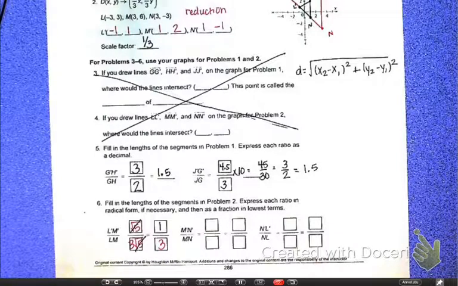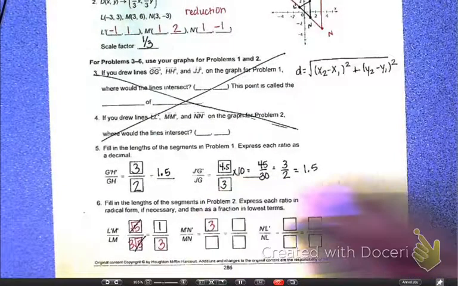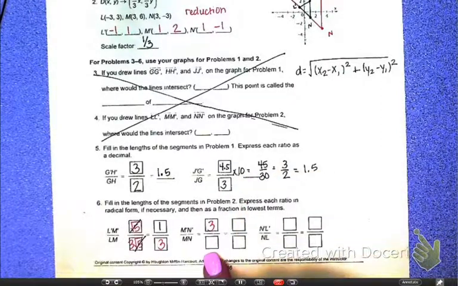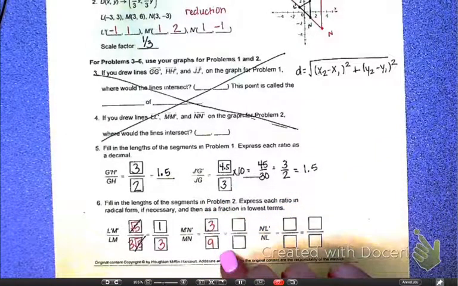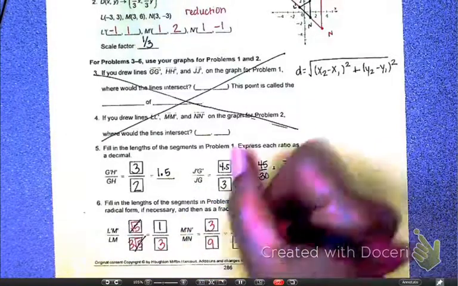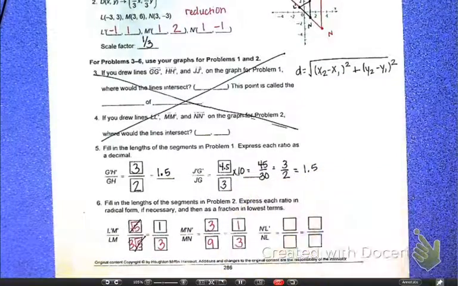Okay, group E. What'd you get for M prime, N prime? Okay. Well, you can't simplify yet. What'd you get for MN? 9. Okay, so M prime, N prime was 3. MN is 9. Now it can reduce to 1/3, right?